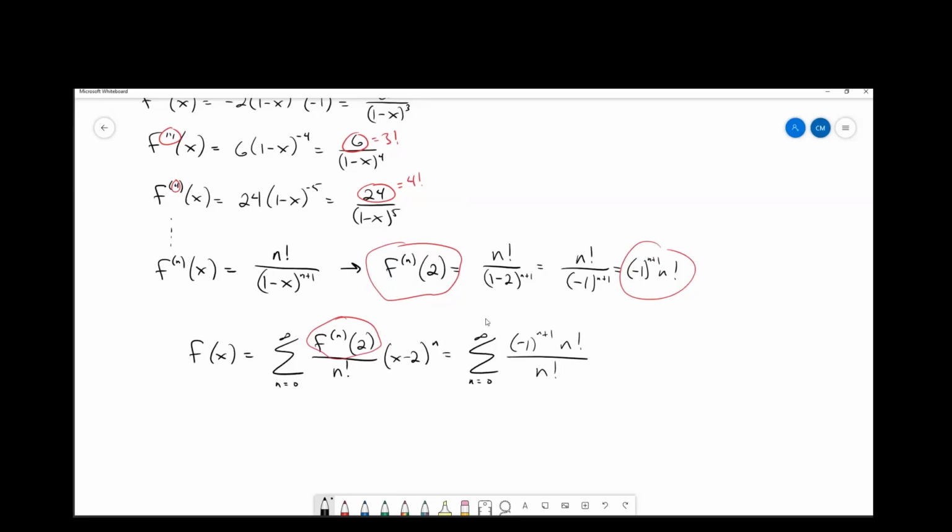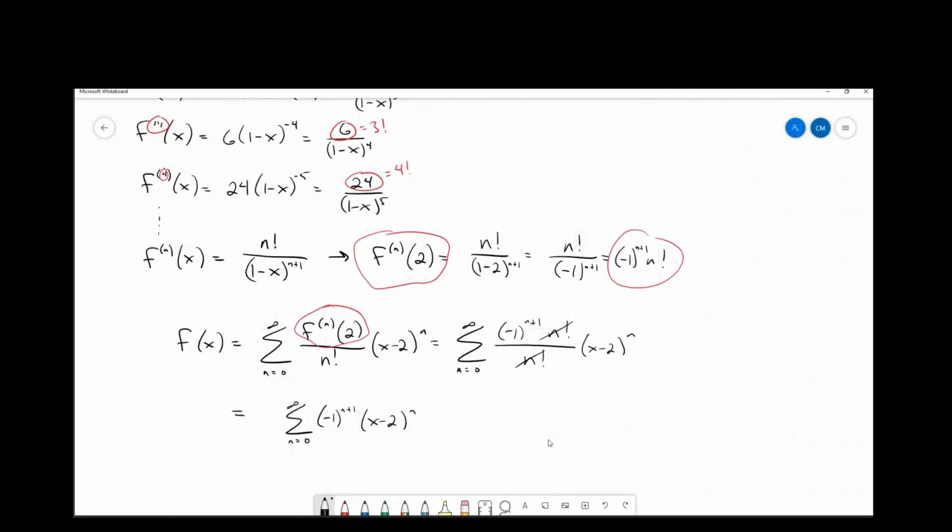And then we've got (x − 2)^n. See what happens with this? Those cancel. And so now we're left with this: (−1)^(n+1) (x − 2)^n. So that is the Taylor series expansion for this particular function, 1/(1 − x), centered at x = 2.